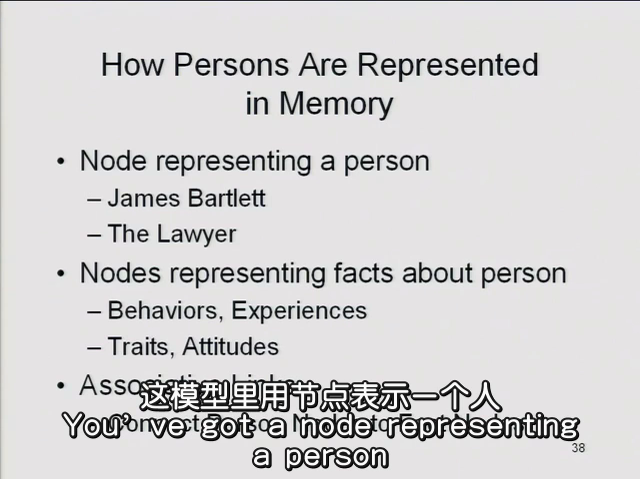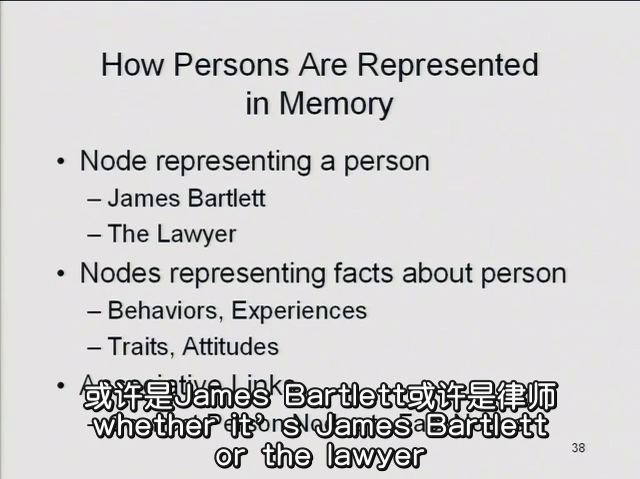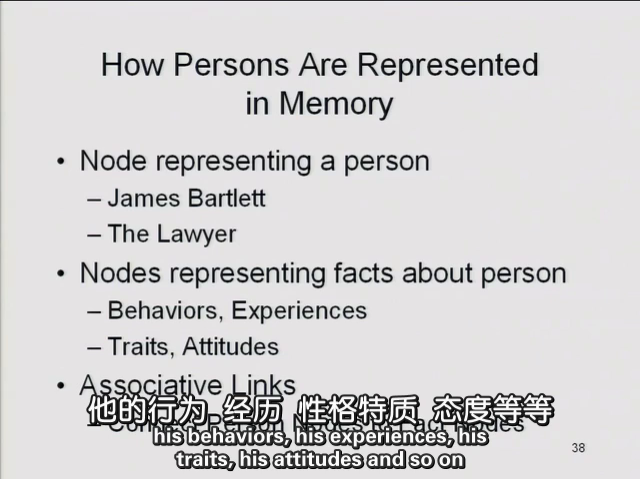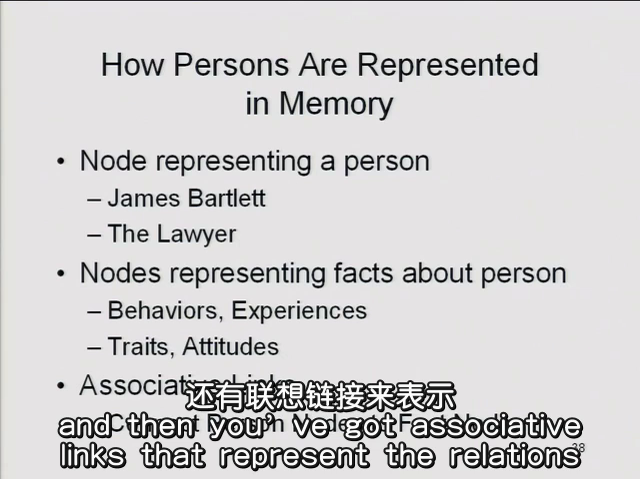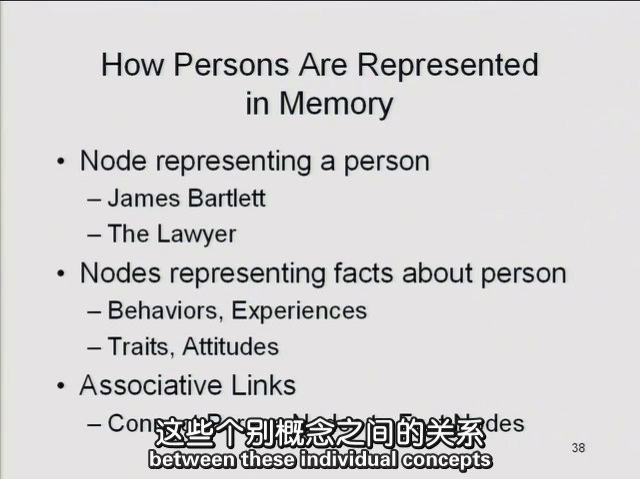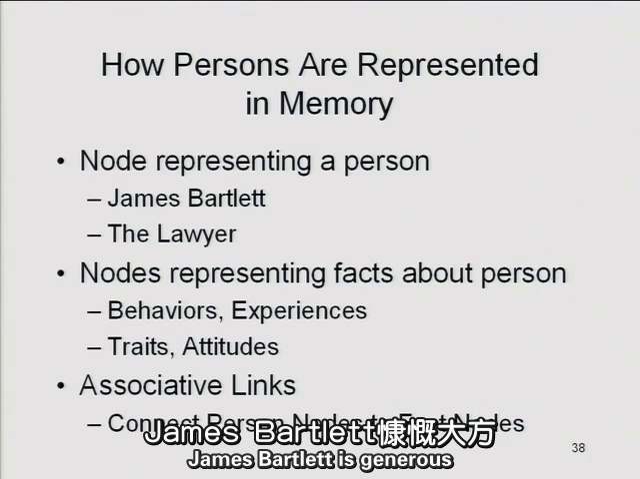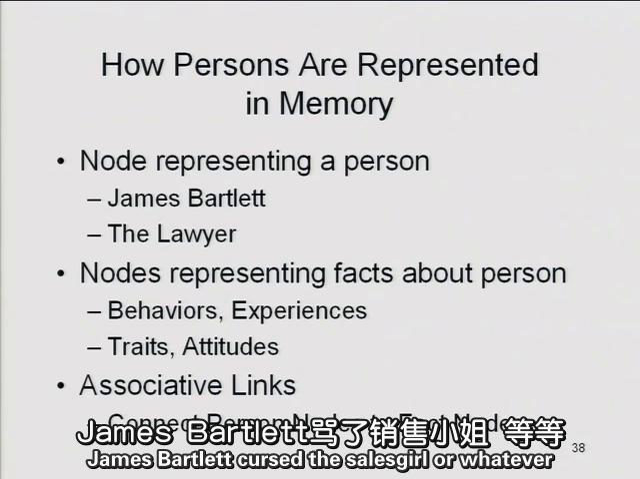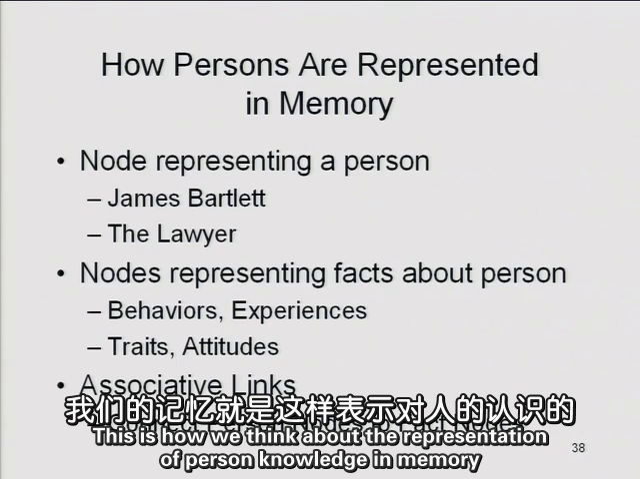You've got a node representing a person, whether it's James Bartlett or the lawyer. You've got nodes that represent facts about that person: his behaviors, his experiences, his traits, his attitudes, and so on. And then you've got associative links that represent the relations between these individual concepts. James Bartlett is generous. James Bartlett adopted the child. James Bartlett cursed the schoolgirl, the salesgirl, or whatever. This is how we think about the representation of person knowledge in memory.